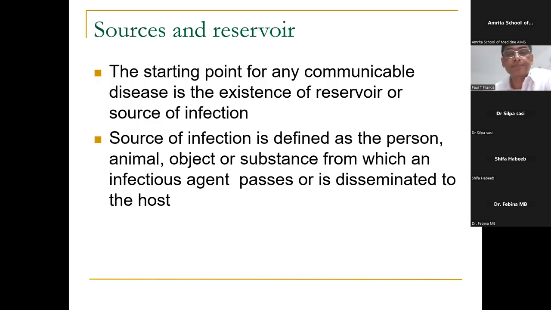The starting point for any communicable disease is the existence of a reservoir or source of infection. If there is no reservoir or no source, then there is no disease. Source of infection is defined as a person, animal, object, or substance from which an infectious agent passes or is disseminated to the host.